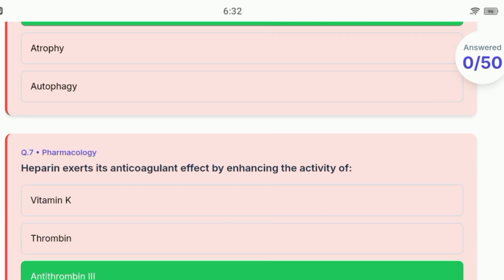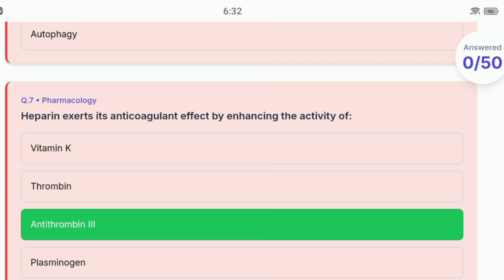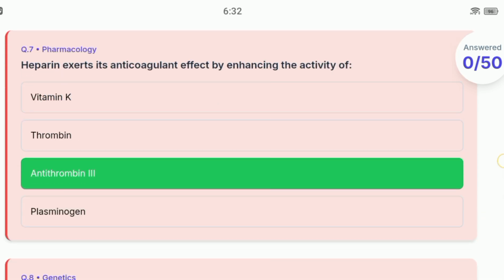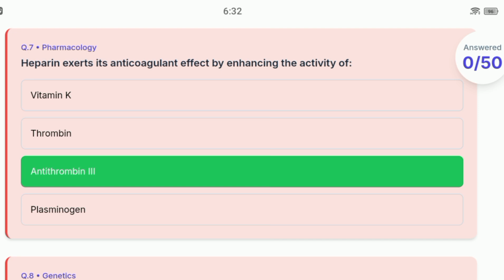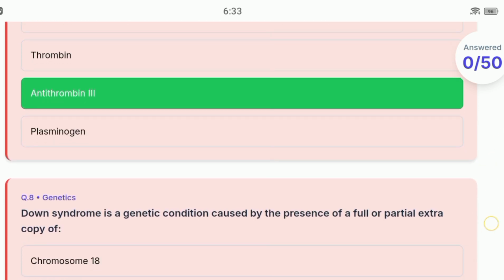Next, number 7, pharmacology. Heparin exerts its anticoagulant effect by enhancing the activity of: options are A. Vitamin K, B. Thrombin, C. Antithrombin 3, and D. Plasminogen. So the correct answer is antithrombin 3.